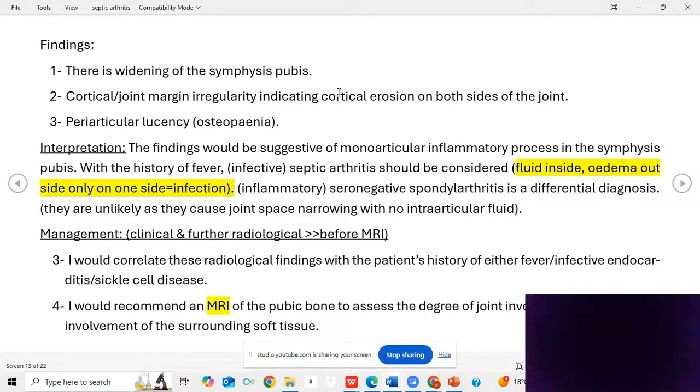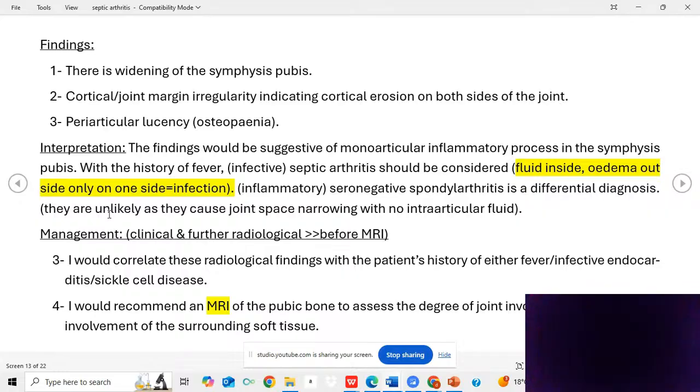As I mentioned before in the previous videos, if you see fluid inside the joint and the edema outside the joint, and only right-sided or left-sided affection, infection or septic arthritis should be considered. However, inflammatory process as seronegative spondyloarthropathy is a differential diagnosis.